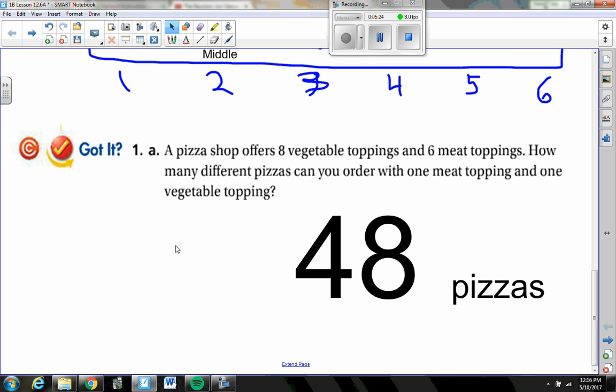If you have questions about the multiplication counting principle, how it works, what it can do for us, please make a note to ask me in class.